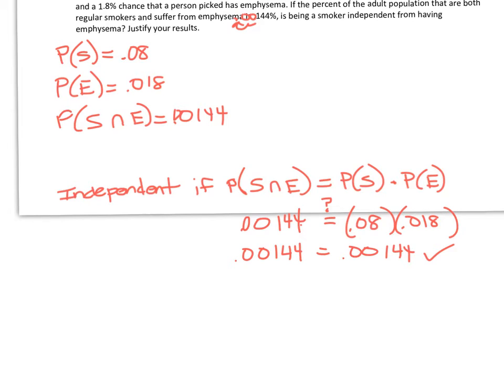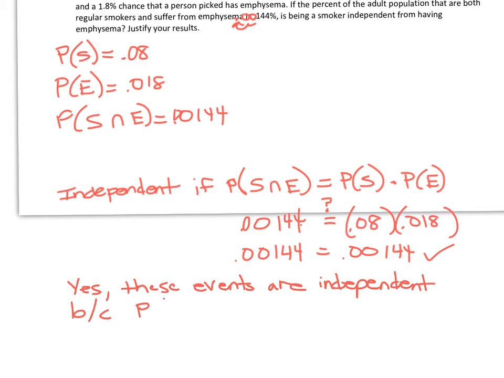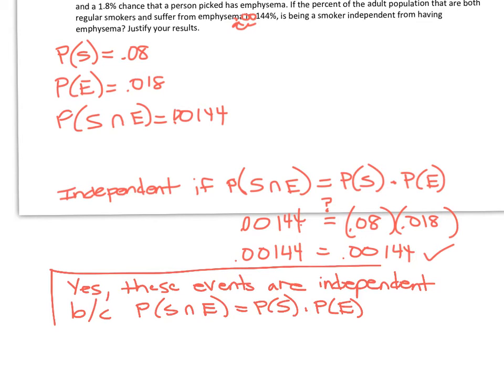So now we just want to write out a statement. So we could say, yes, these events are independent because, and I'm just going to state the rule, the probability of S and E equals the probability of S times the probability of E. So, I mean, with these questions, as long as you know the formula, they're actually pretty easy.